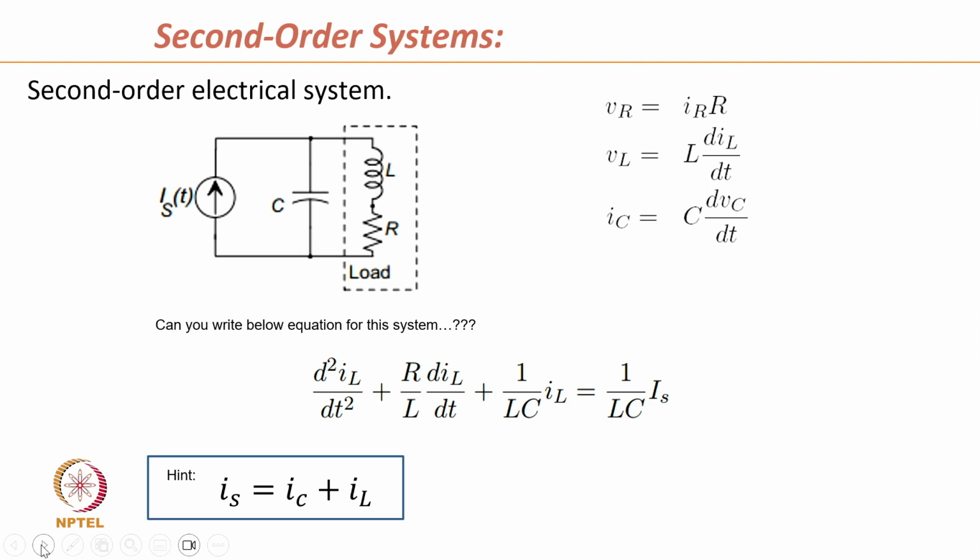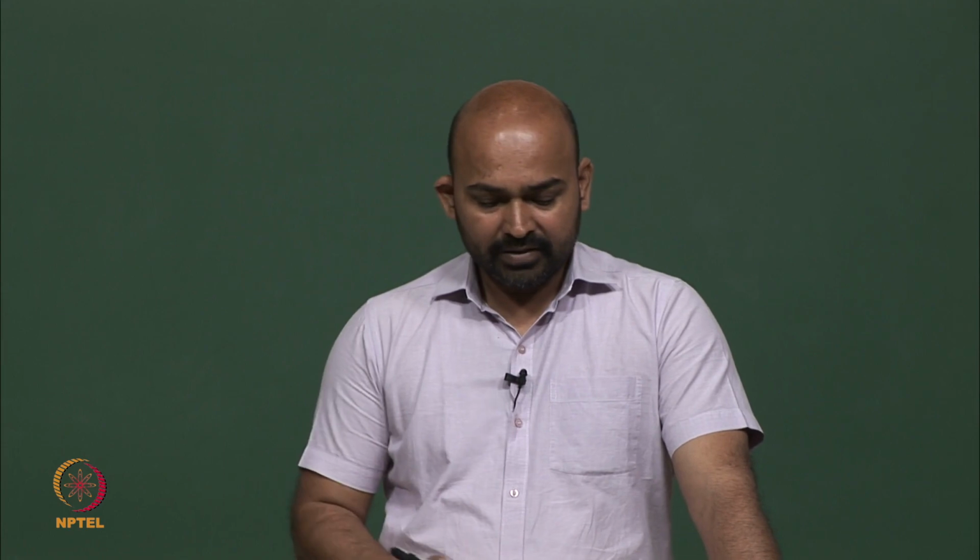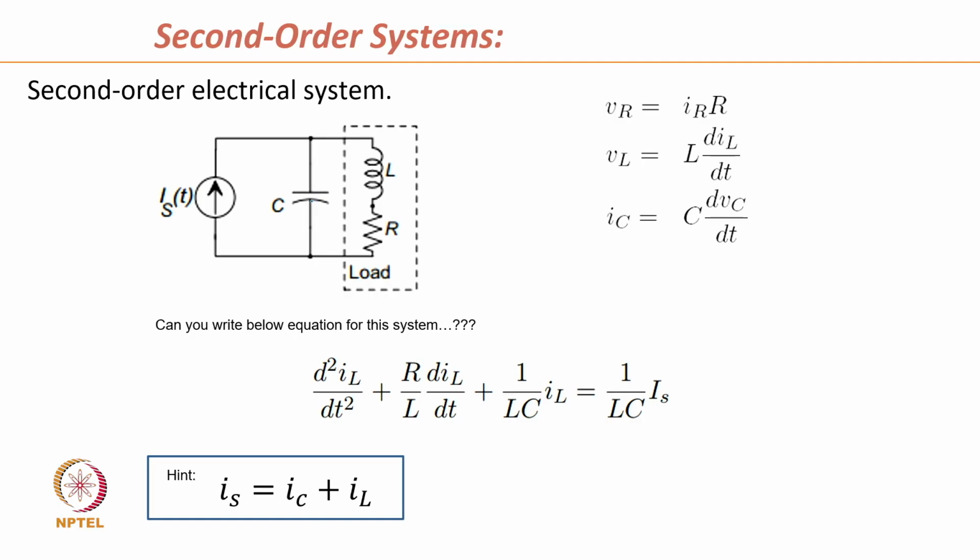Similarly, if we consider an electrical system, the same kind of equations we can make. So, we have here a capacitor which is connected in parallel to an inductor which is in series with a resistor. So, this has R, L and C, and on the left we have the source connected to it.